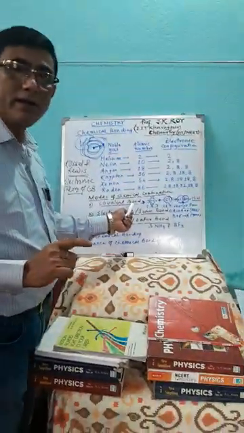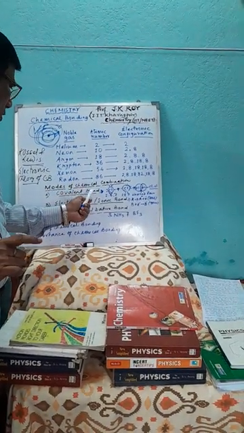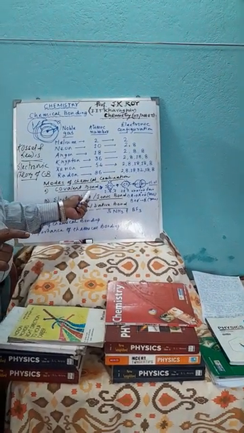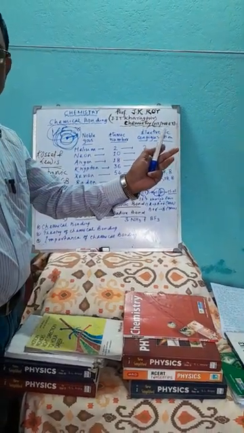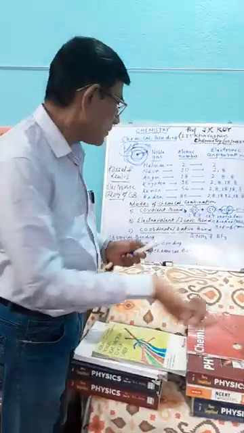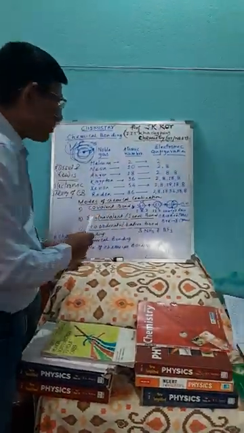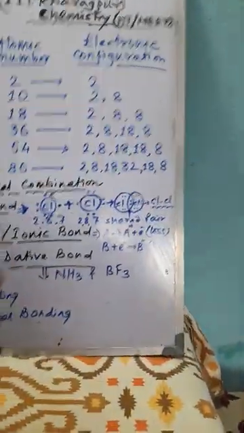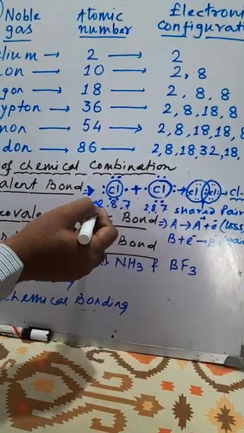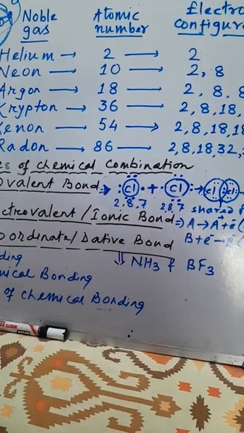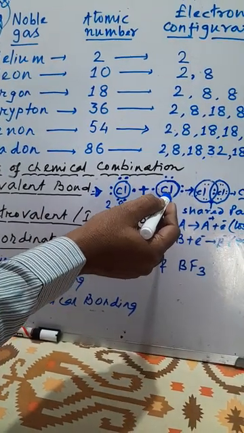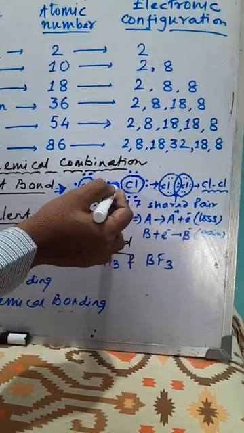Here also, in chemical bonds, the first is covalent bond. In this, what will happen? Mutual sharing of electron. During formation of a chemical bond, there is mutual sharing of electron. Suppose, look, between chlorine atoms. In chlorine, what is there? 2, 8, 7. So here one is deficient. Another chlorine atom, look, 2, 8, 7, it will be 1.